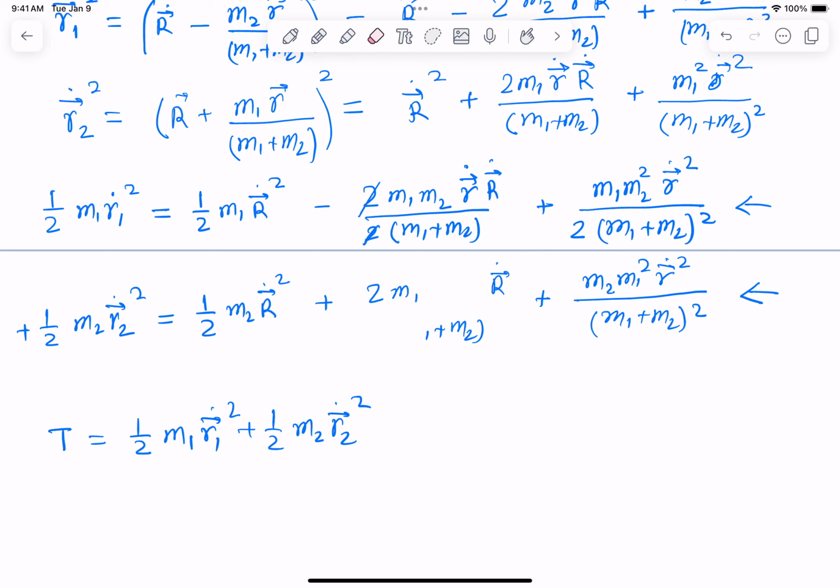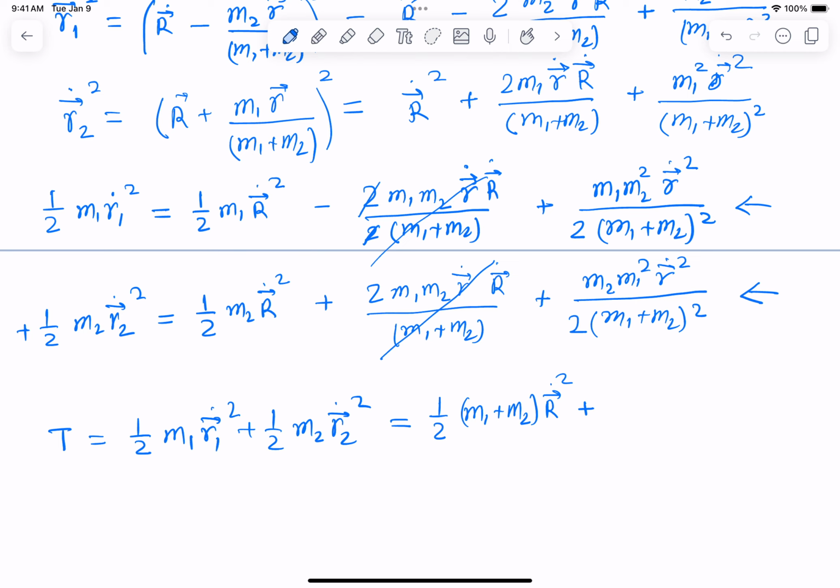Oh no, I made a mistake here. I should write down m1 m2 r dot. Okay, so these two terms cancel, and you will see that here you have a half of m1 capital R dot squared, half of m2 capital R dot squared, which can be written as half of m1 plus m2 R dot squared.